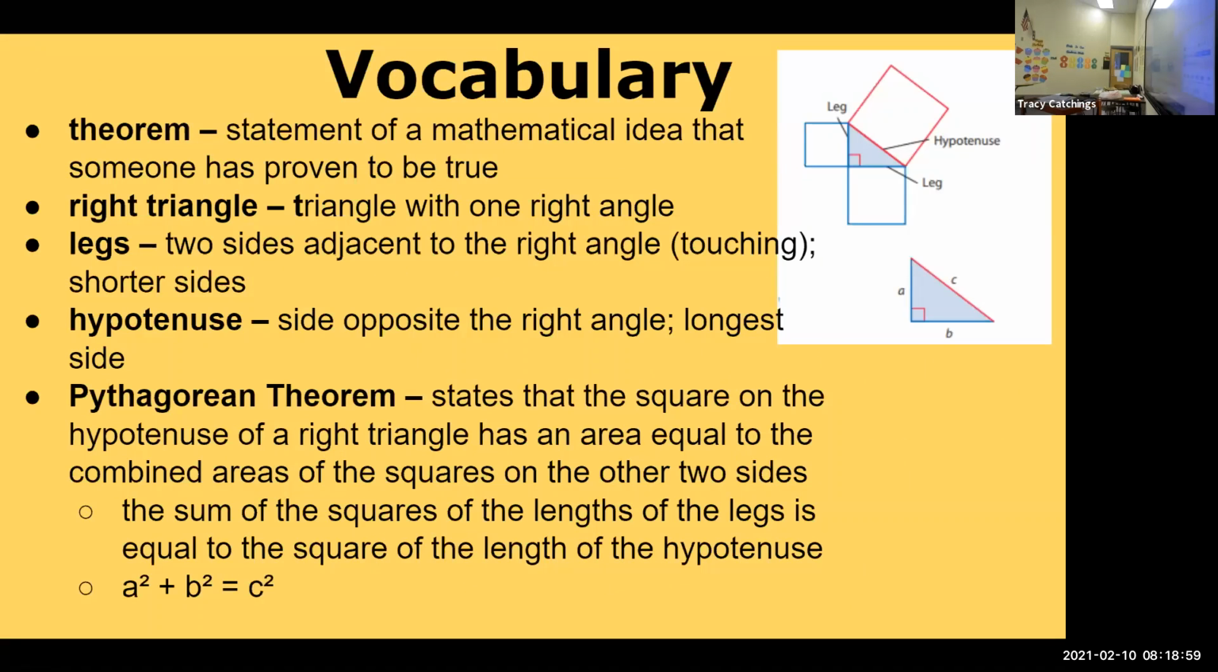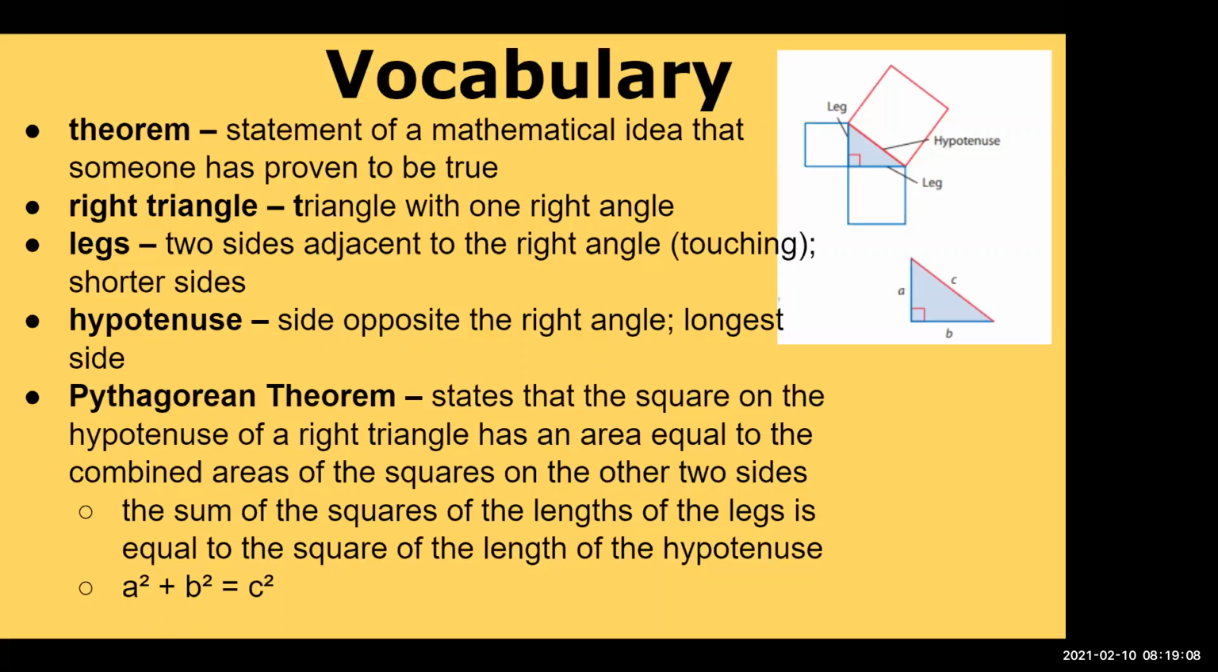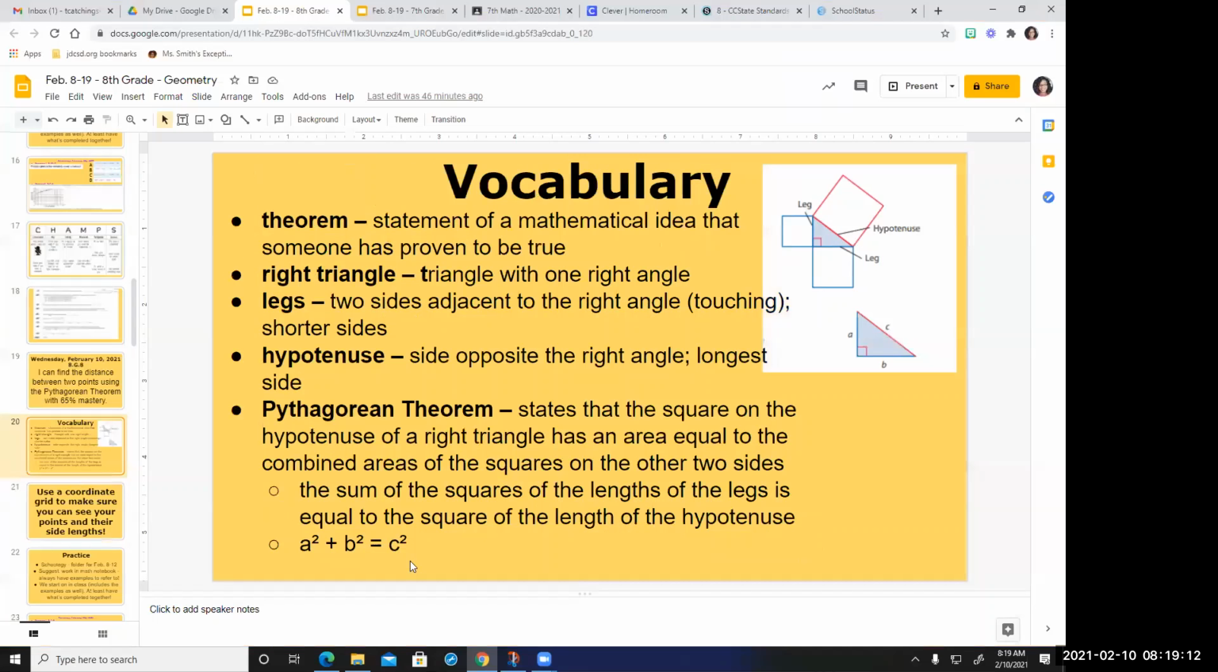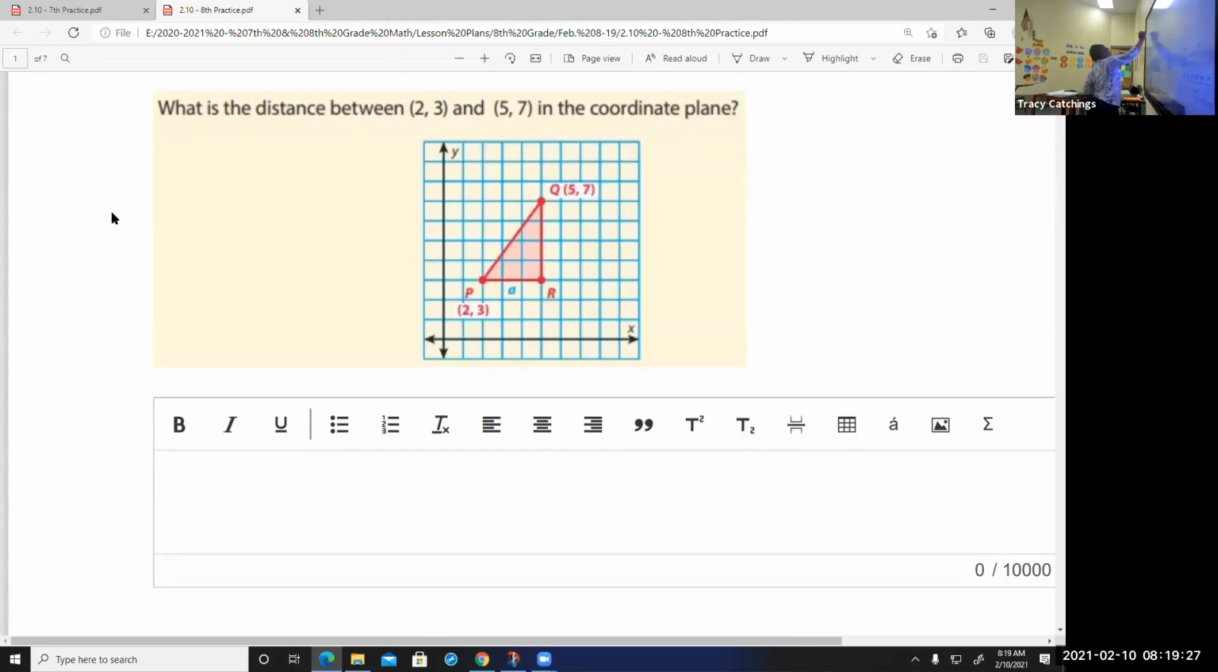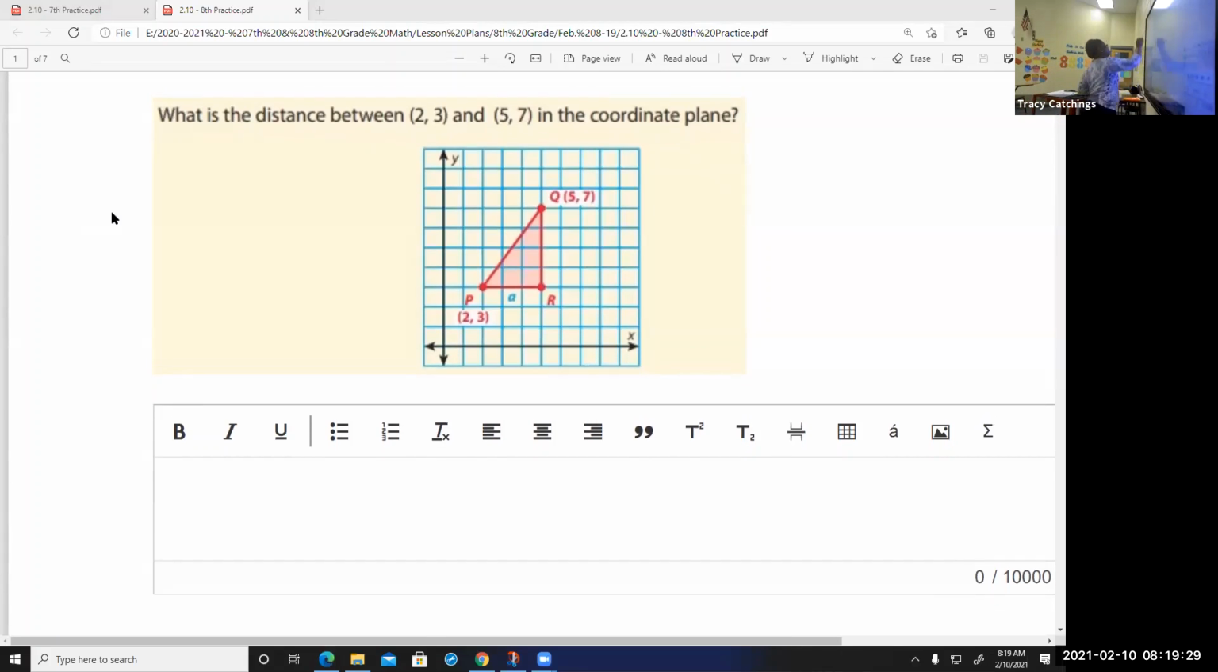I said you didn't learn nothing else. You learned A squared plus B squared equals C squared. So today we're going to use that to show how we can find the distance between points on a coordinate plane by using A squared, B squared, and C squared. All right, your practice is in its normal position. Case in point, I'm looking at number one. Number one asks, what is the distance between 2, 3, and 5, 7 in the coordinate plane? Remember I said we're going to be using the Pythagorean theorem. A squared plus B squared equals C squared.